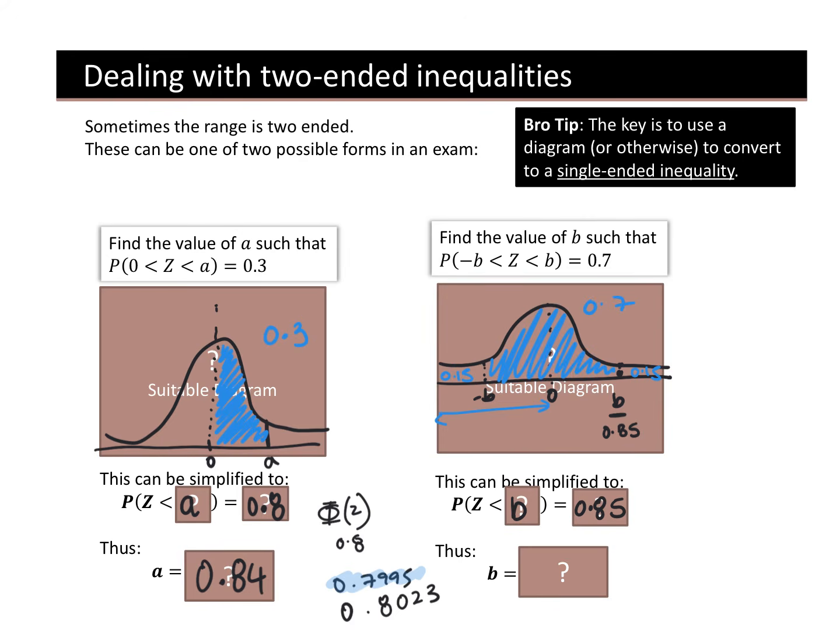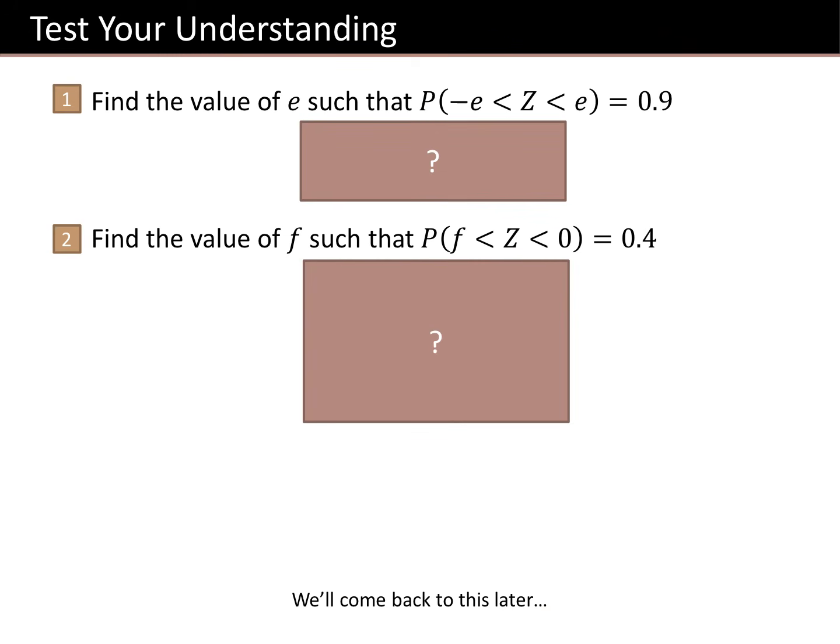So now I look for 0.85 in my phi of Z, which is 1.04. And that was really easy because the closest value I found to 0.85 is 0.8508, which is 1.04. Fantastic. Right, test your understanding. You've got 2 questions, off you go.